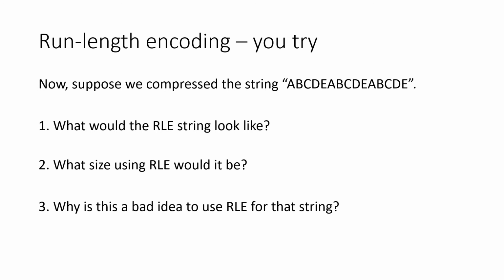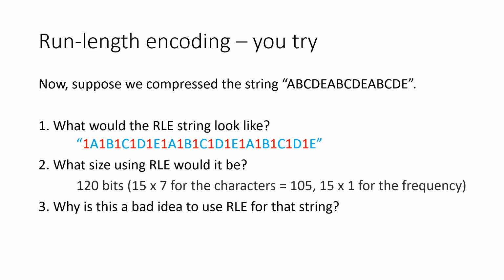Well, welcome back. What would the run length encoding string look like? Well, there's 1A, followed by 1B, followed by 1C, followed by 1D, followed by 1E, followed by 1A, followed by 1B, and so on. Gets you all of this. So what size would it be for run length encoding? Well, there are 15 characters there, so that's 15 times 7. So that's going to be 105 bits for that, because of the A, B, C, so 1, 2, 3, 4, 5, that's 15 of those.